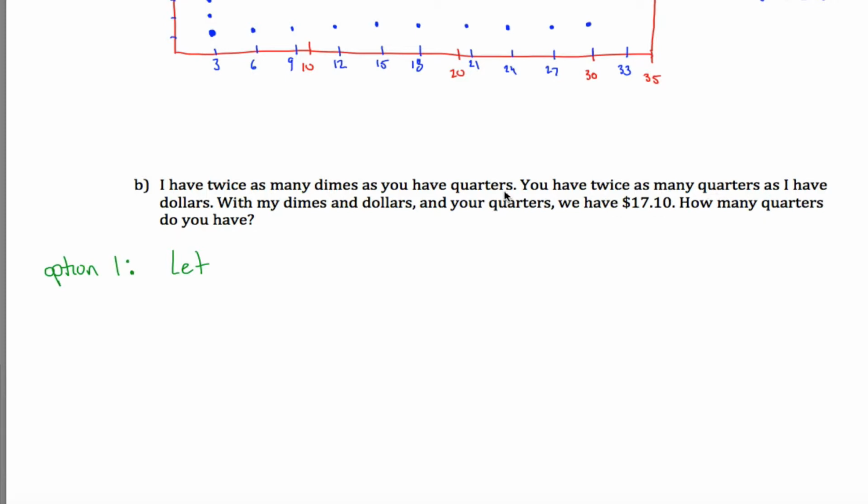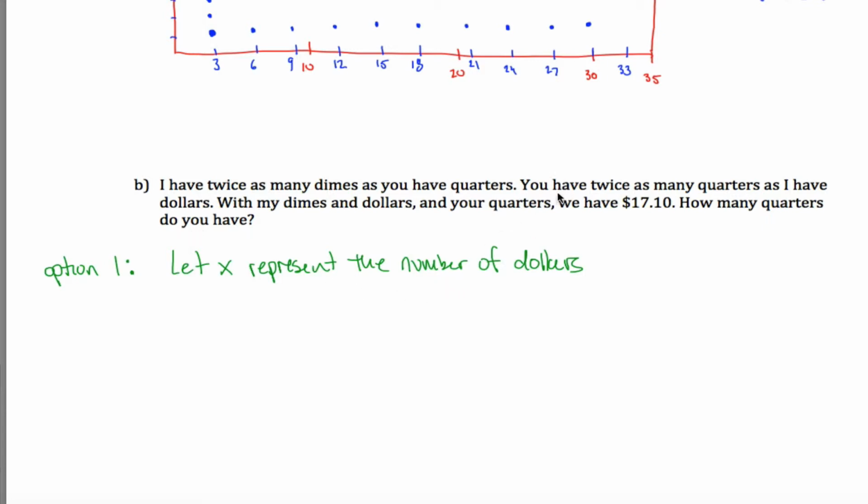You have twice as many quarters as I have dollars. I have twice as many dimes as you have quarters. So let's let dollars and dimes, we'll start with a D. Let X represent the number of dollars. And why did I choose that to be dollars? You might have guessed that I would let X represent the number of quarters. Well, actually, that'll be option 2. But I'm going to let X represent the number of dollars.